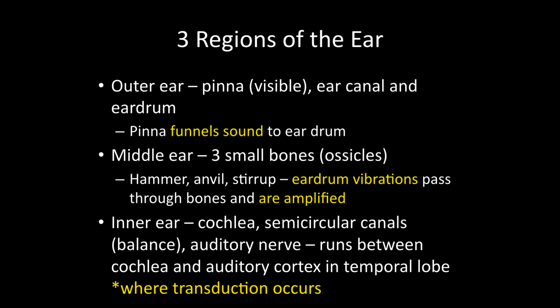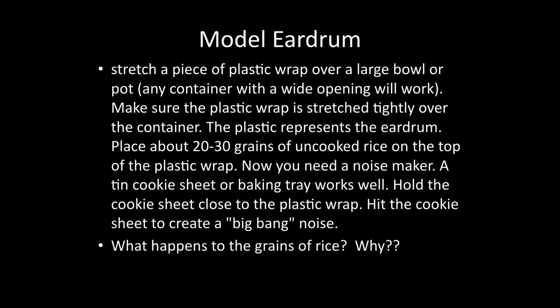Think to yourself for a second, where does this occur in the eye? Where does the magic happen in the eye? Hopefully you said on the retina, in the rods and the cones. So similarly, in the ear, transduction occurs in these tiny little hair cells in the cochlea.